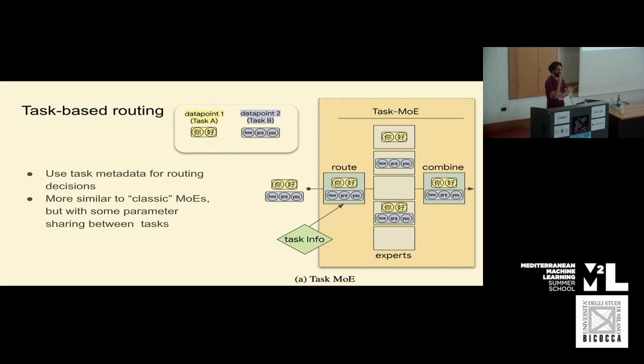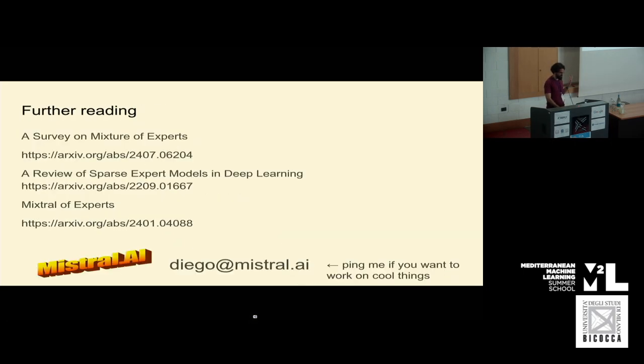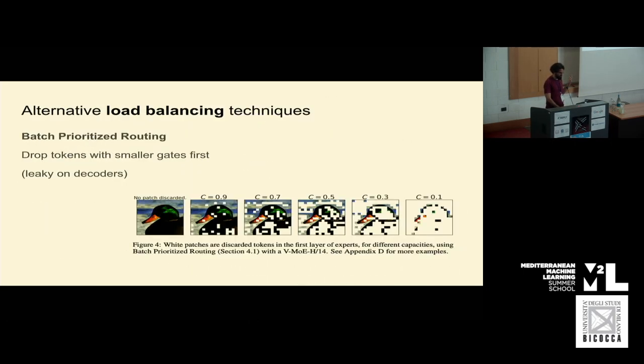Yeah, that's a great question. It's an interesting question. You probably can do that. One thing that just came to my mind is for vision transformers, one strategy that worked quite well is this batch prioritized routing strategy that is very simple. When you're dropping tokens, instead of dropping the last tokens, you drop the ones that have the smaller gate values.